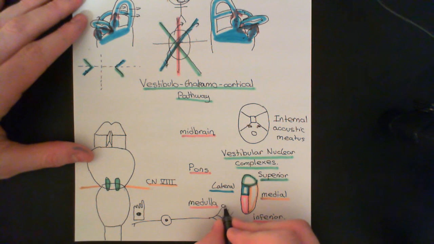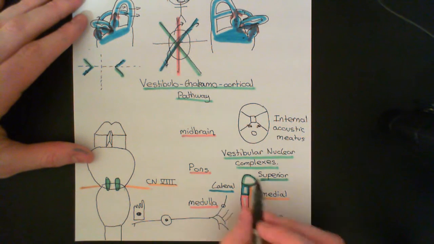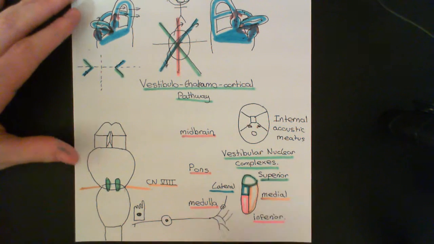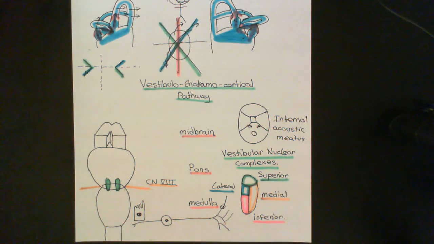Let's say it now synapses onto another neuron here that could be in any one of these vestibular nuclear complexes, and let's say that this one is going to deliver the information up to the cerebral cortex. Now I want to stress, not all of the neurons in the vestibular nuclear complex will be involved in sending it up to the cerebral cortex. Some of them will be. Others will be involved in the vestibulo-ocular reflex and the vestibulospinal reflexes.